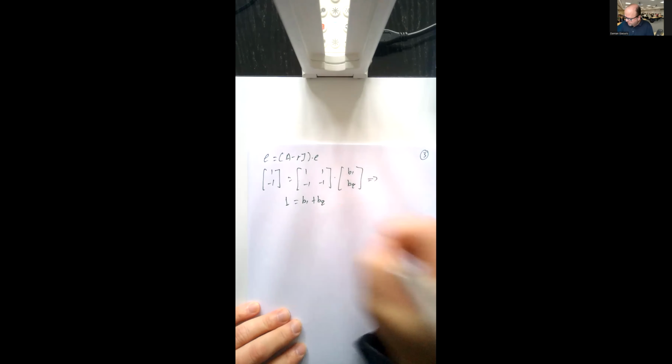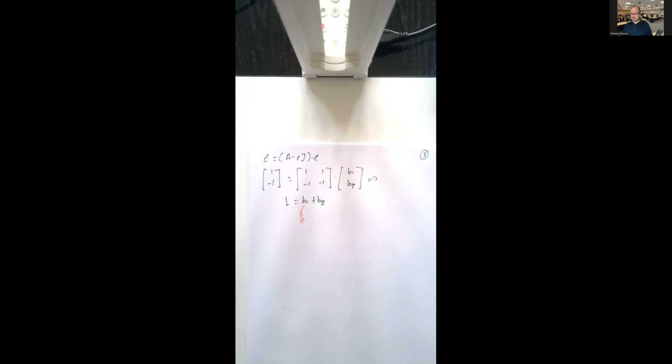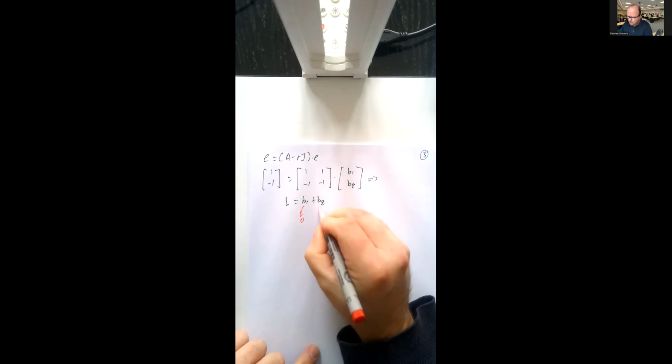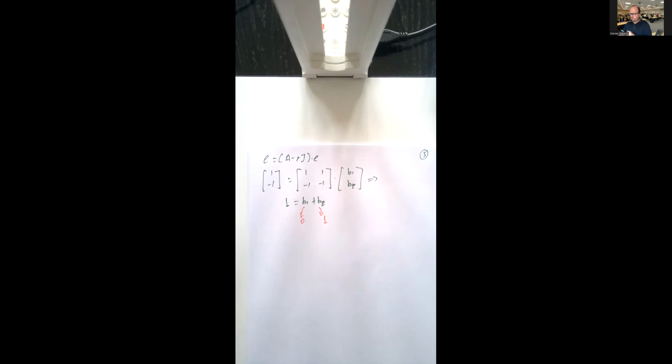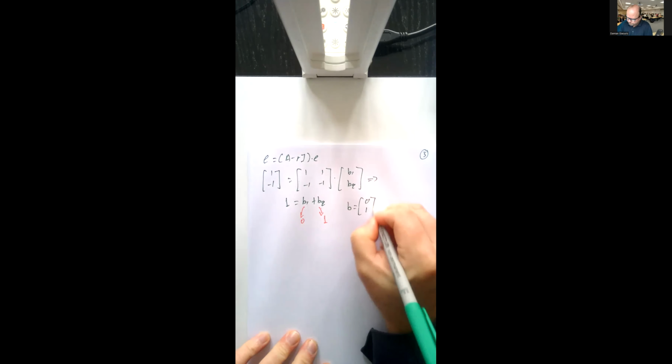So I'm going to arbitrarily make this 0. I can do this because this is a non-homogeneous system. And of course, this will be 1, meaning that my generalized eigenvector is 0 and 1.